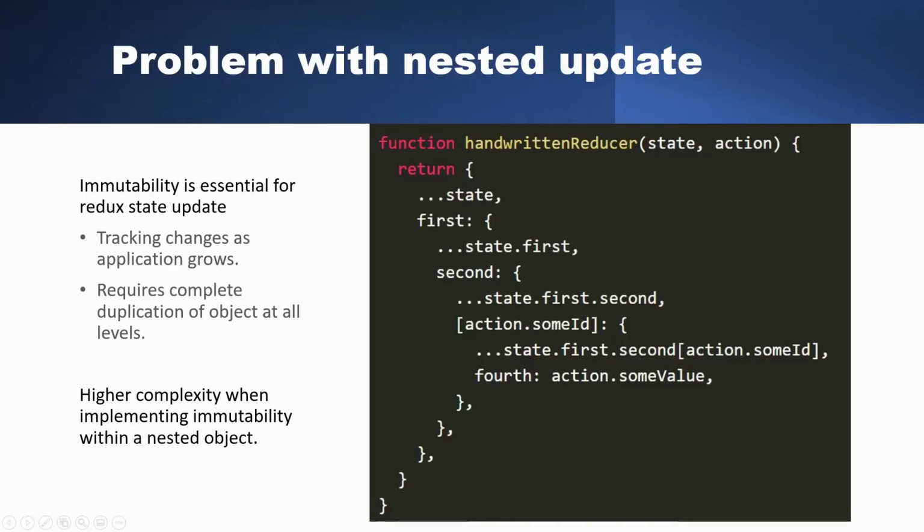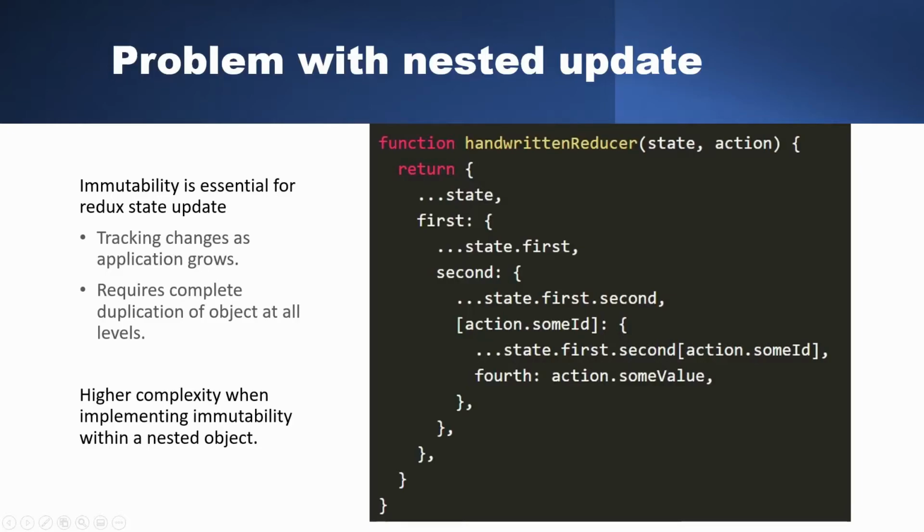One of the major problems it has is when doing a nested update. Redux has this concept of immutability, and immutability is very essential for the state updates happening in Redux. Immutability is beneficial for tracking state changes, what is being changed in your object. As your application grows, you want to have as much immutability as possible because whenever an error occurs, you not only want to know what is causing the error, you also want to know what changes you made to make those errors occur.